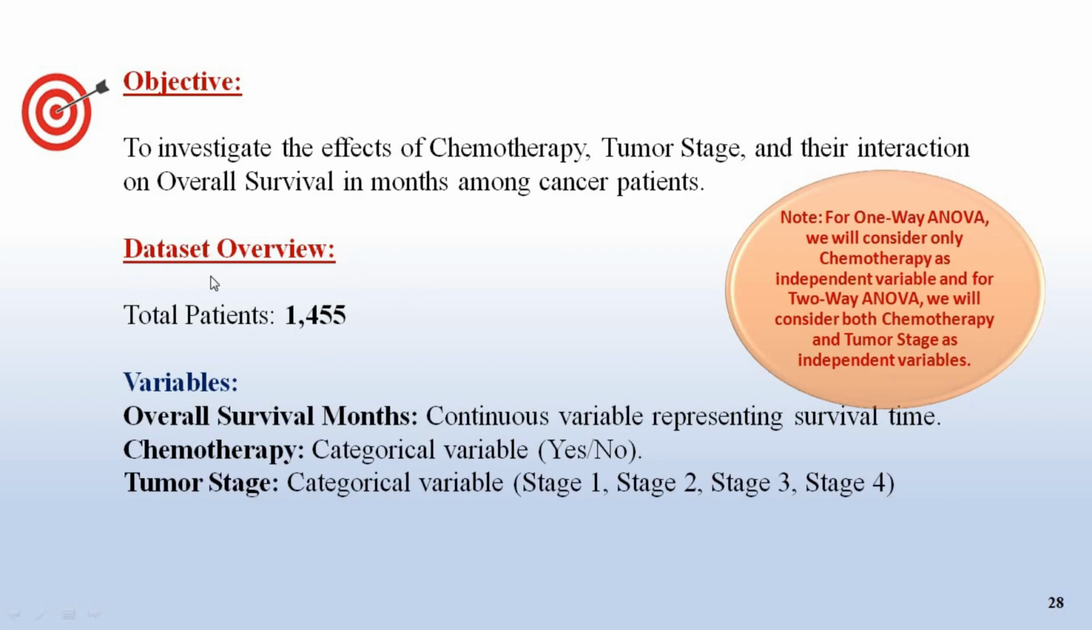And this is the dataset overview. Total patients here I am considering 1455. This dataset is on the basis of cancer patients. Note that for one-way analysis of variance, we will consider only chemotherapy as the independent variable, and for two-way analysis of variance, we will consider both chemotherapy and tumor stage as independent variables. Overall survival months is a continuous variable representing survival time, chemotherapy is a categorical variable, and tumor stage is a categorical variable. Here we are considering stage 1, stage 2, stage 3 and stage 4.